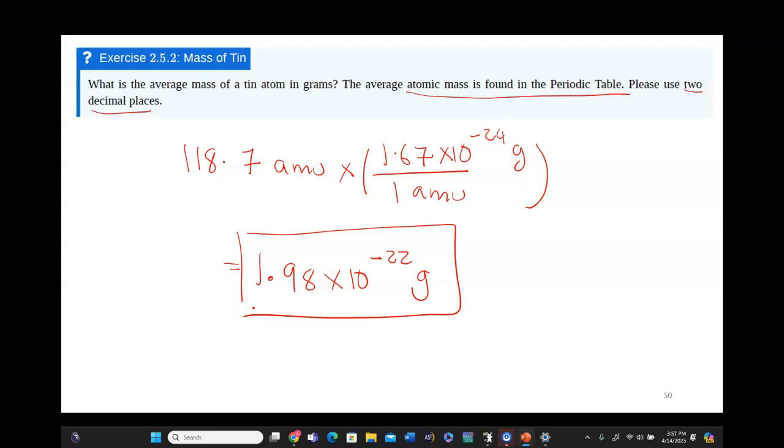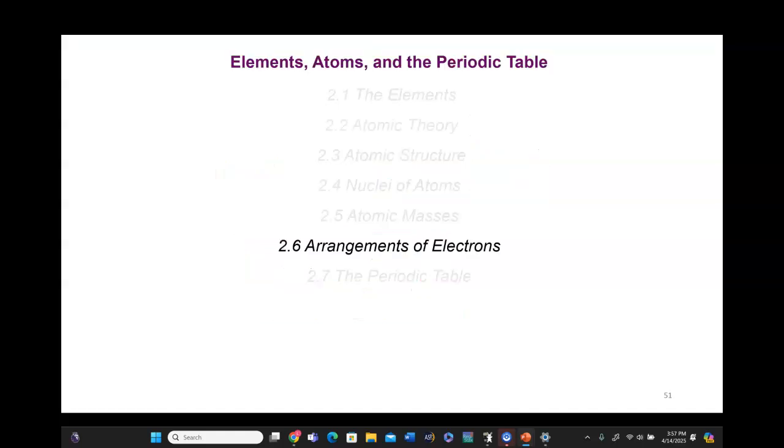And the reason I included this example was just for you guys to recognize that atoms are tiny. They really don't weigh very much at all. 10 to the negative 22 grams is a very small number. Okay, and that concludes the video on section 2.5.